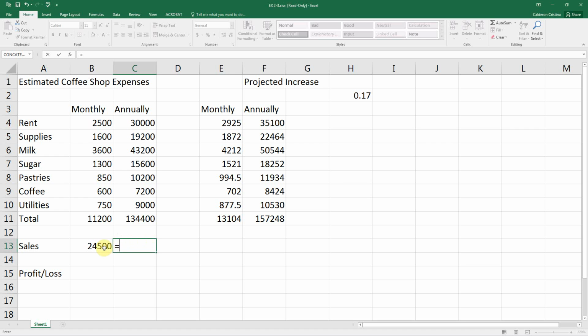It would be a formula, wouldn't it? Yep, a function. You're just referencing your sales and trying to figure out how much you make in your sales every year. So you just times it by 12.